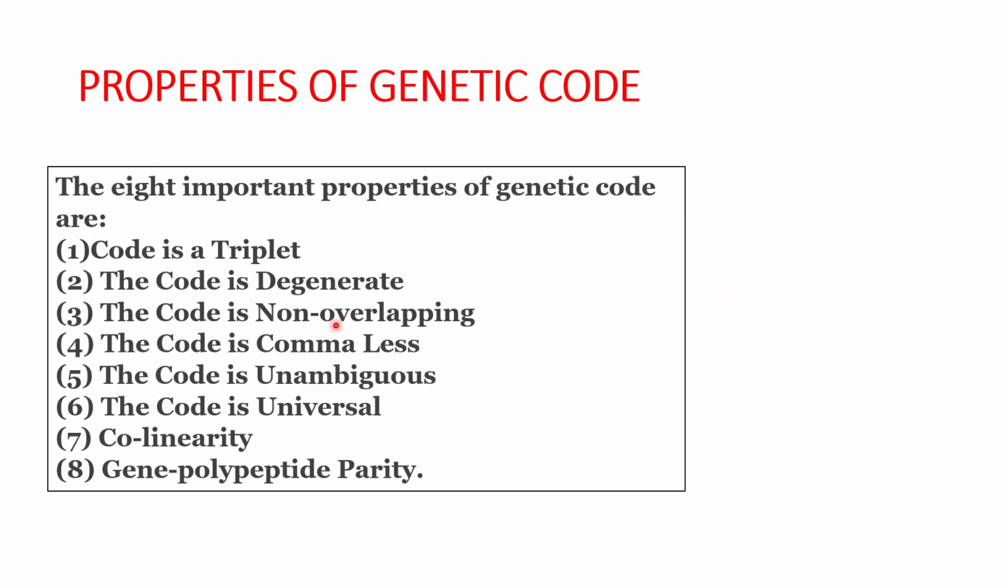The first one is code is a triplet. It is made up of 3 bases. Code is degenerate. It is non-overlapping, commaless, unambiguous, it is universal, it is collinear, and it has gene polypeptide parity. Let us now understand each one of these properties one by one.